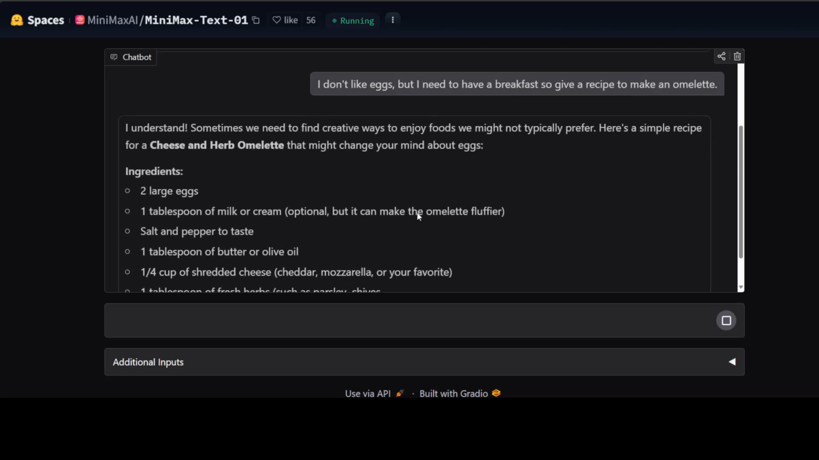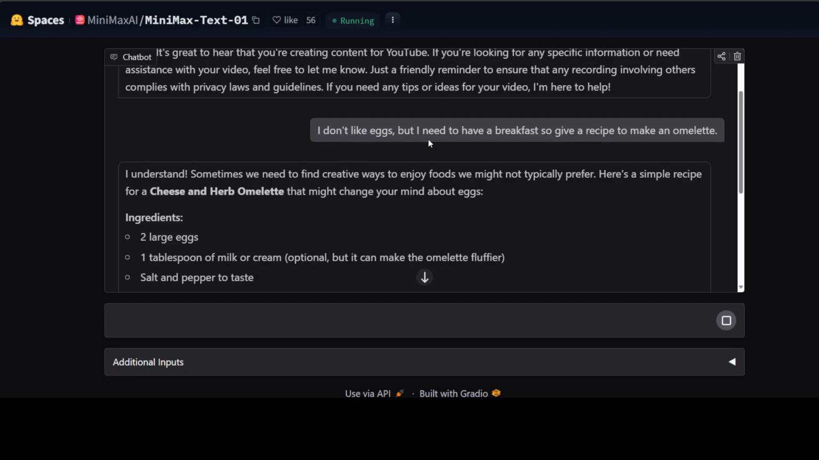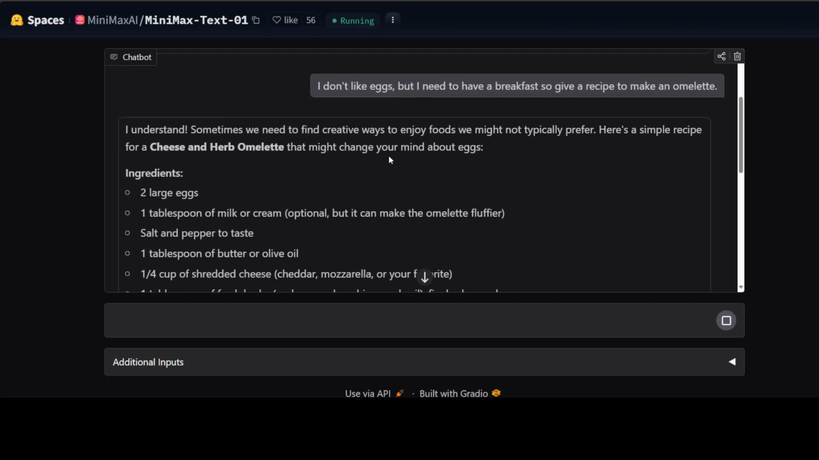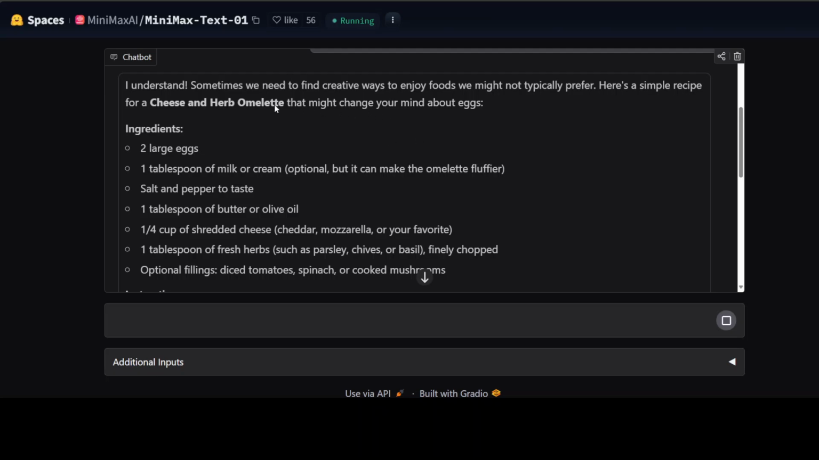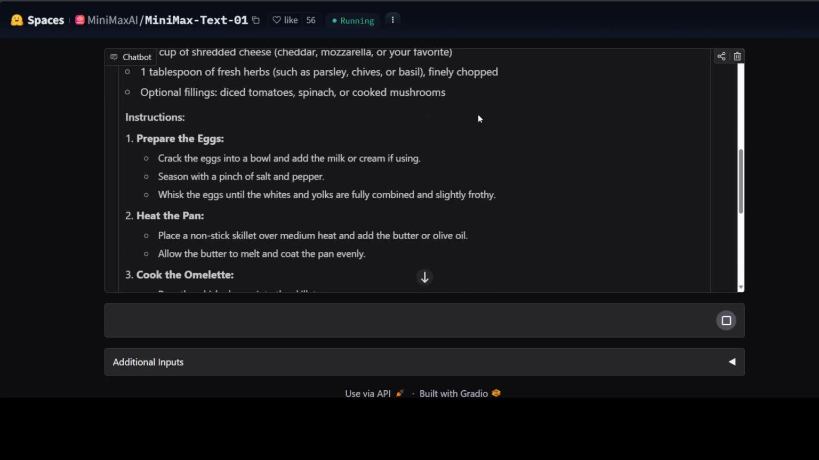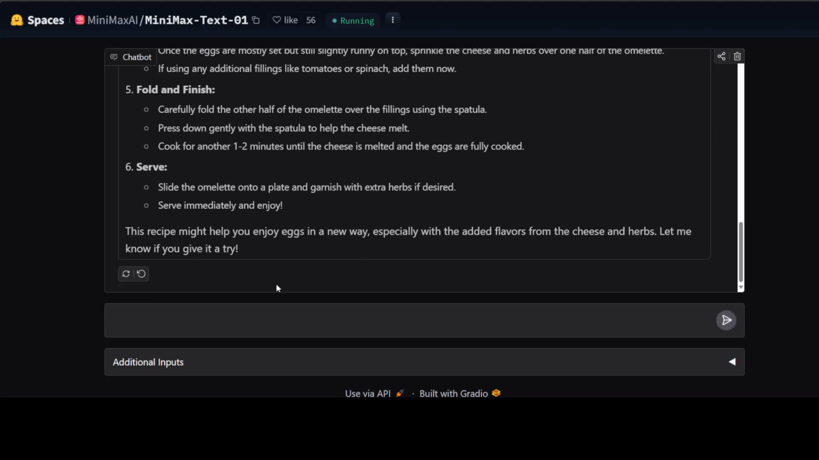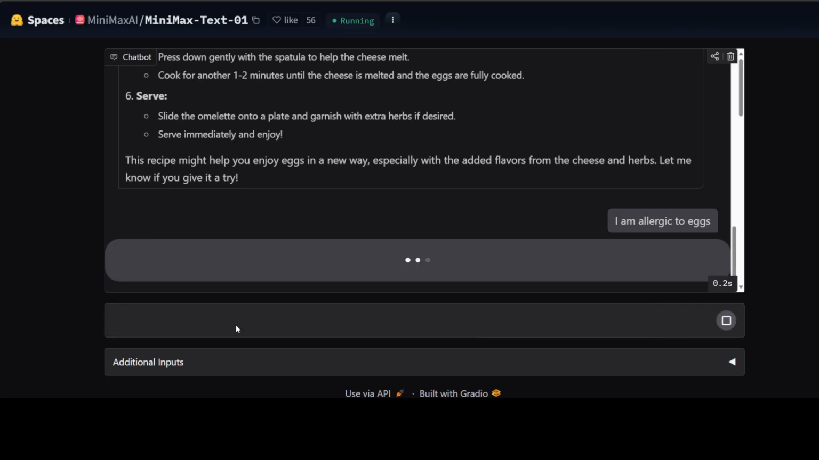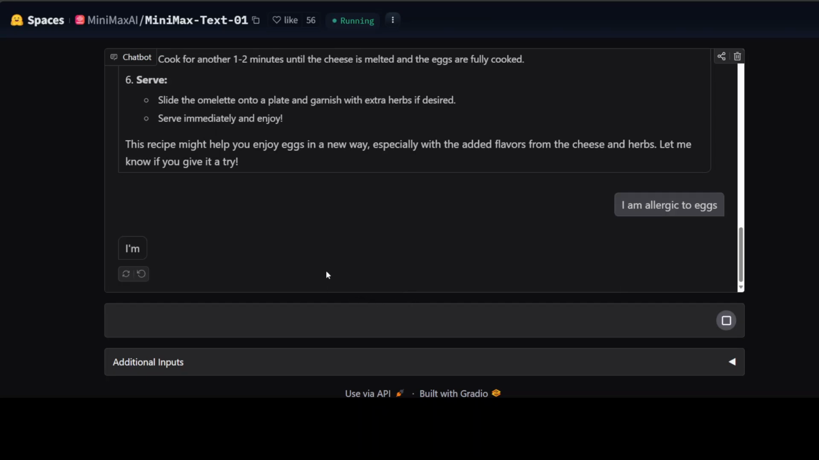There you go. So you see, I said I don't like eggs, but I need to have breakfast, so give a recipe to make an omelette. Okay, now instead of following the instruction, it is saying that it might change your mind about eggs. So I'll just make it more restrictive. I'll say I am allergic to eggs. Let's see what it says.